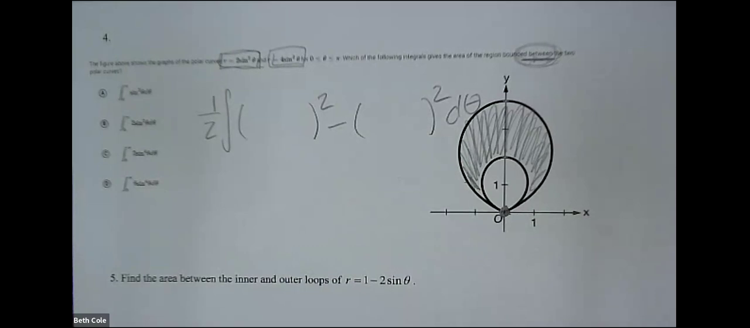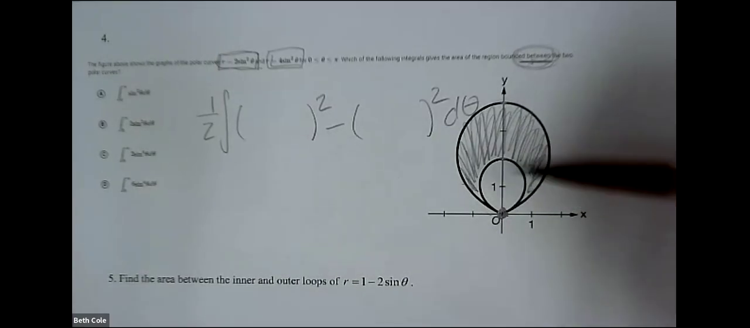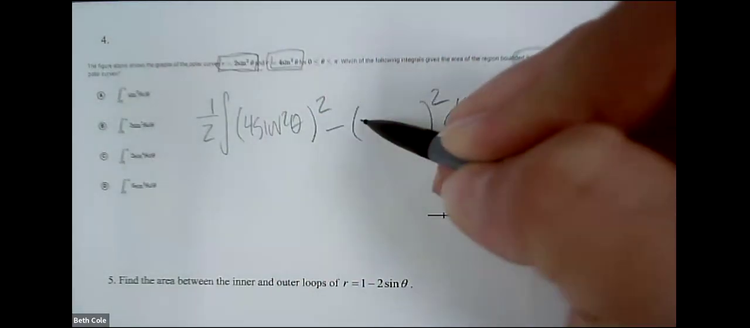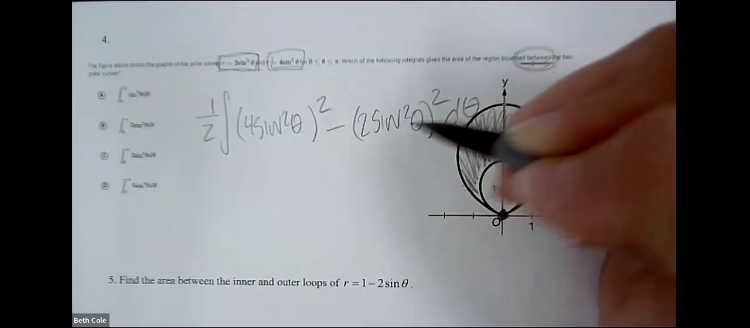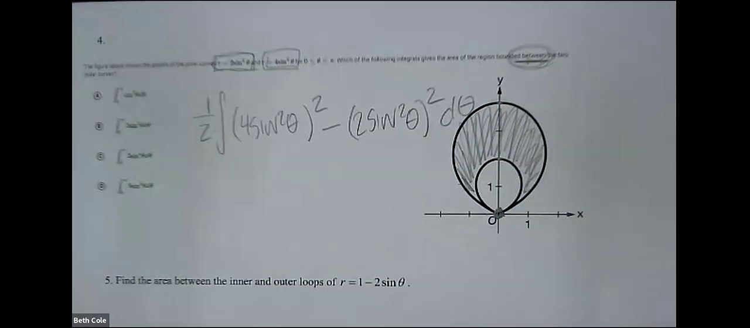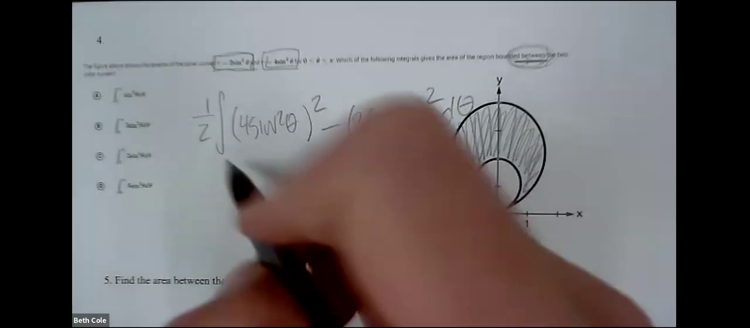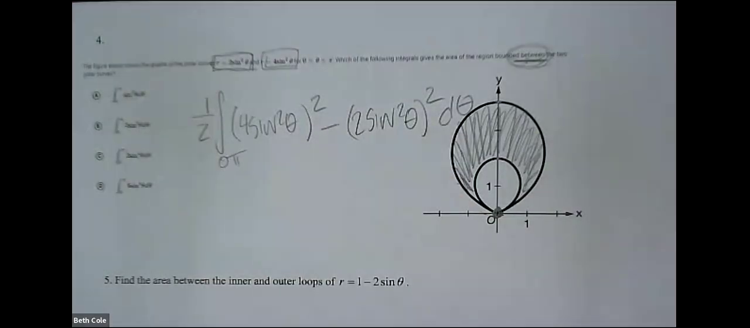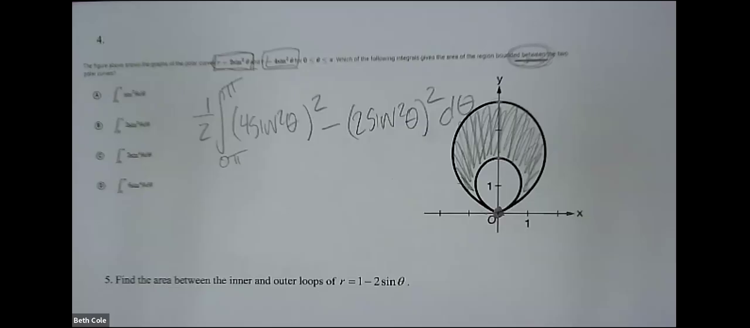Do you remember washer method? It's that, but for polar. So which one is the bigger one? Yeah, 4 sine squared. And then this one would be 2 sine squared. And then we just need to get the boundaries. So sine of 0 is 0. Actually, aren't all the boundaries on the choices the same? Oh, okay, cool. That was really nice of them. We didn't have to even worry about the boundaries because they were all the same.